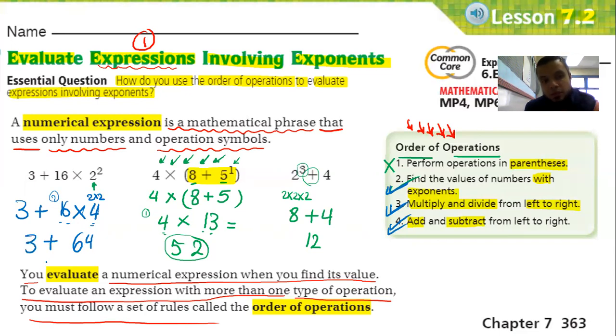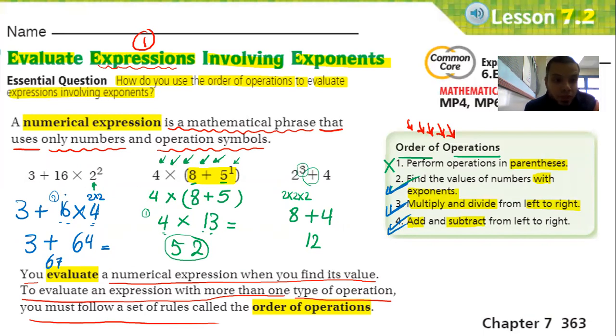64 plus 3. Yeah, the last step plus 3. What is the answer? The answer should be excellent. 67. Great job.